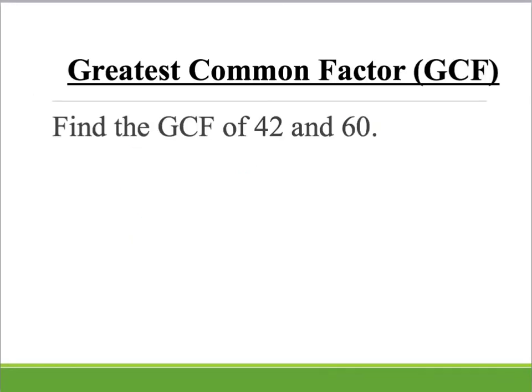Now that we've gone over prime factorization and factoring, we want to find the greatest common factor. To review, let's just do it with the number 42 and the number 60. For 42, I can do 6 times 7 and 2 times 3.